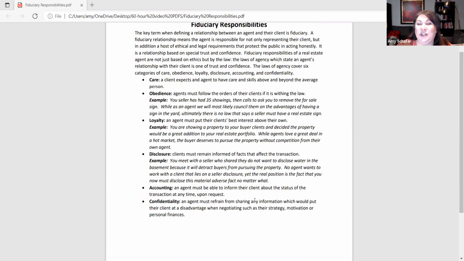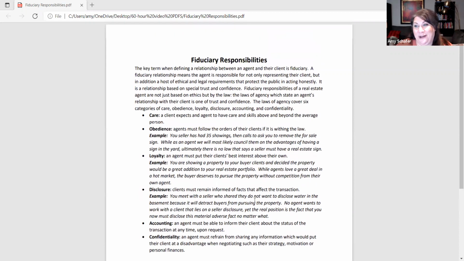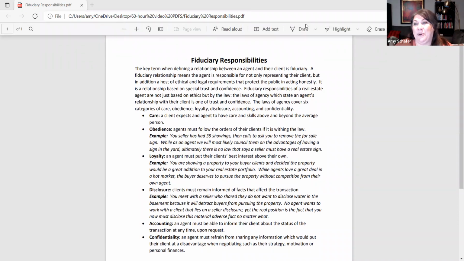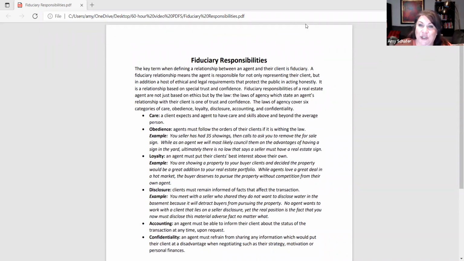So this is one sheet that I would take a quick screenshot of, to be really honest with you, because again, I think it's a great example of what you do to represent your clients and your job description, and how you have that special relationship of putting your clients above your own interests, and for the most part, everyone else's interest in the transaction.